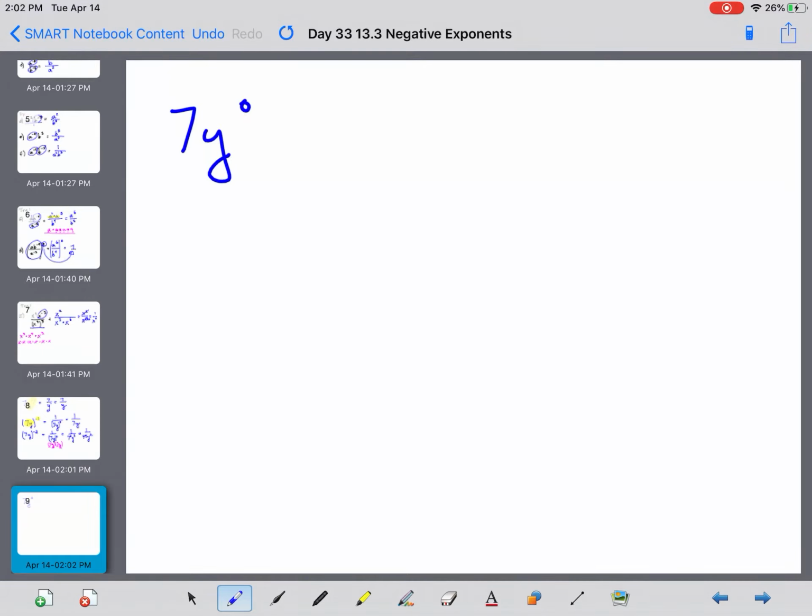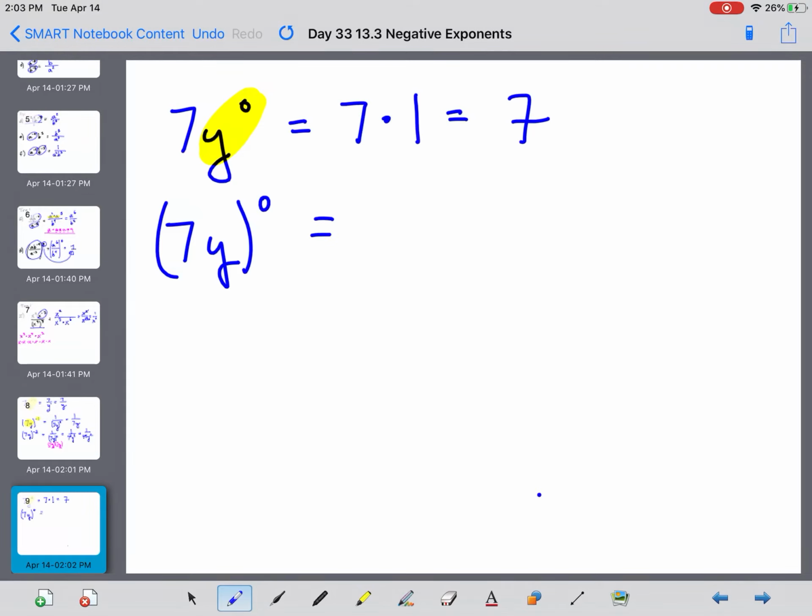What if that looked like 7 times y to the 0 power? Well, something like this, remember, anything to the 0 power is 1. So since it's only the y that's being raised to the 0 power, this is really like 7 times 1, which is secretly 7.